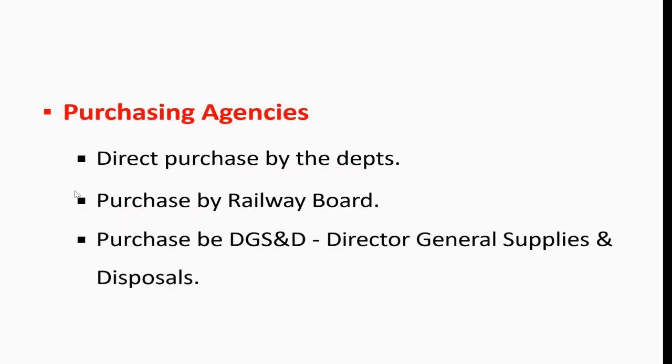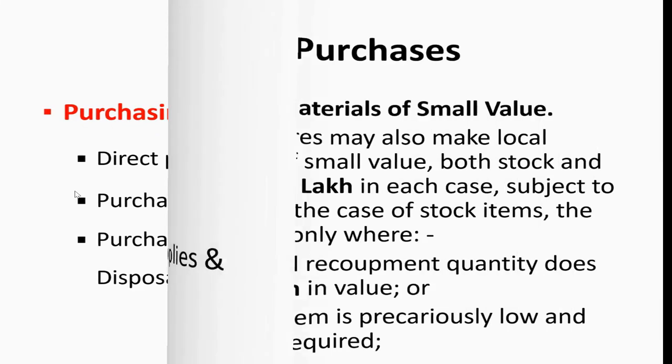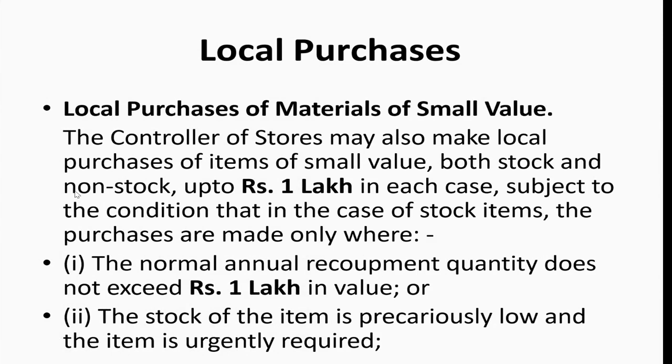Purchasing agencies. Direct purchase by the departments. Purchase by Railway Board. Purchase by DGS&D, Director General Supplies and Disposals. Local purchases. Local purchases of materials of small value.